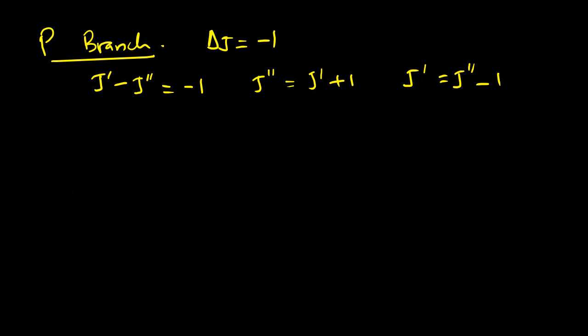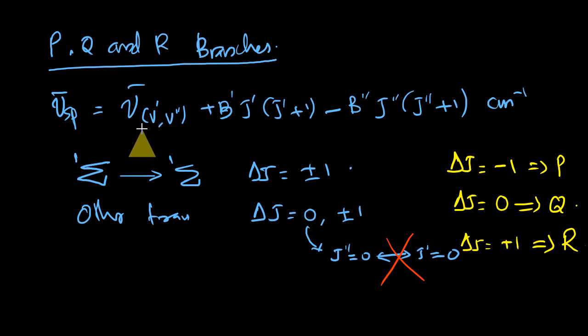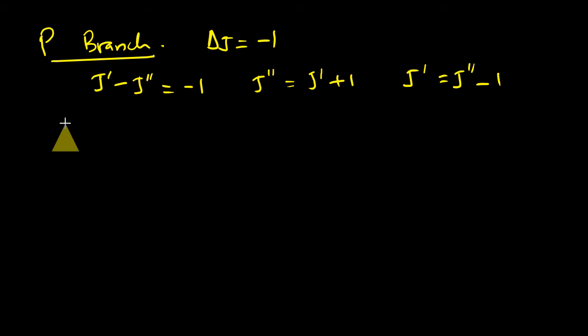So we already have an expression for the spectroscopic wave number, which we discussed in the previous slide. Nu bar spectroscopic is equal to nu bar v prime v double prime plus B prime J prime into J prime plus 1 minus B double prime J double prime into J double prime plus 1. We are going to use this equation further for getting details about the P branch of this spectrum. We will rearrange this equation in several ways given the condition for the P branch. Let me write nu bar P, because we are considering the P branch of the spectrum.